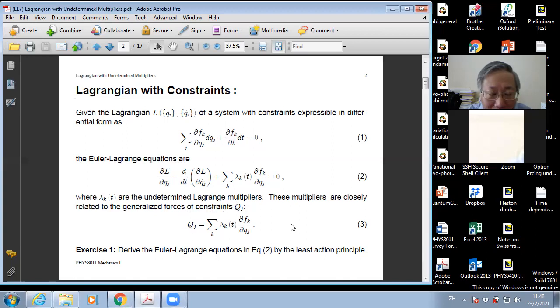And these multipliers are closely related to the generalized forces of constraints. Say, for example, in the example of rolling without slipping down an inclined plane, the generalized forces are the torque and also the force and also the normal reaction, right? I'm not going to go through all the details about deriving the Euler-Lagrange equation of motion. You can try it by yourself, and discuss with the TA.